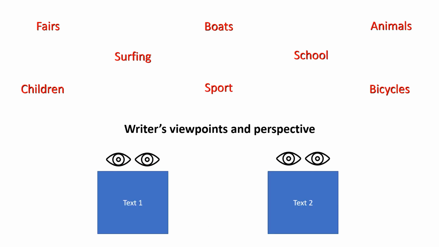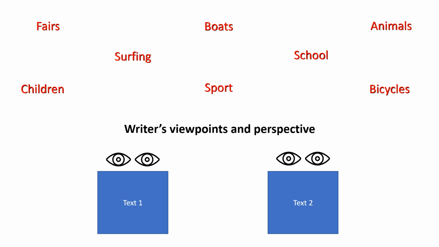Now, these are some of the examples that we've had so far in the exam papers. We've had two people's opinions on boats, two people's opinions on surfing, on children, fairs, sport, school, bicycle, animals. So that's what the exam paper will do.